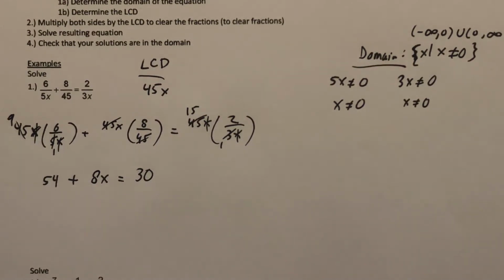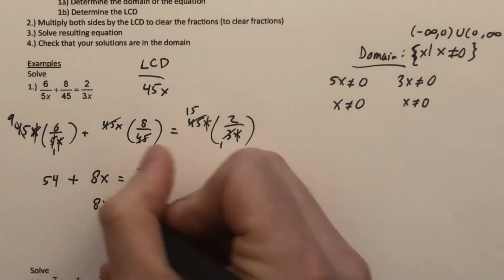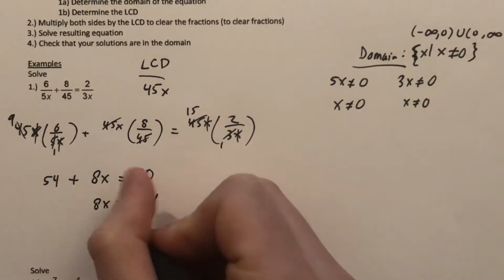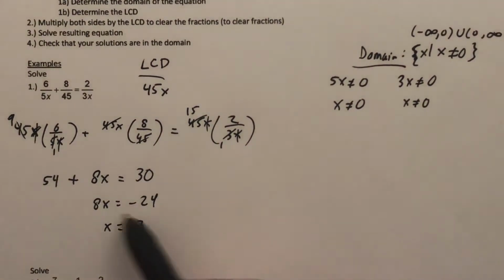So notice, after that one step, multiplying every term by the LCD, you no longer have fractions in the equation. And that turns it into something much simpler to solve. In fact, this is even a linear equation. I would just subtract 54 over, get 24, divide by 8, get x equals -3 as a solution.